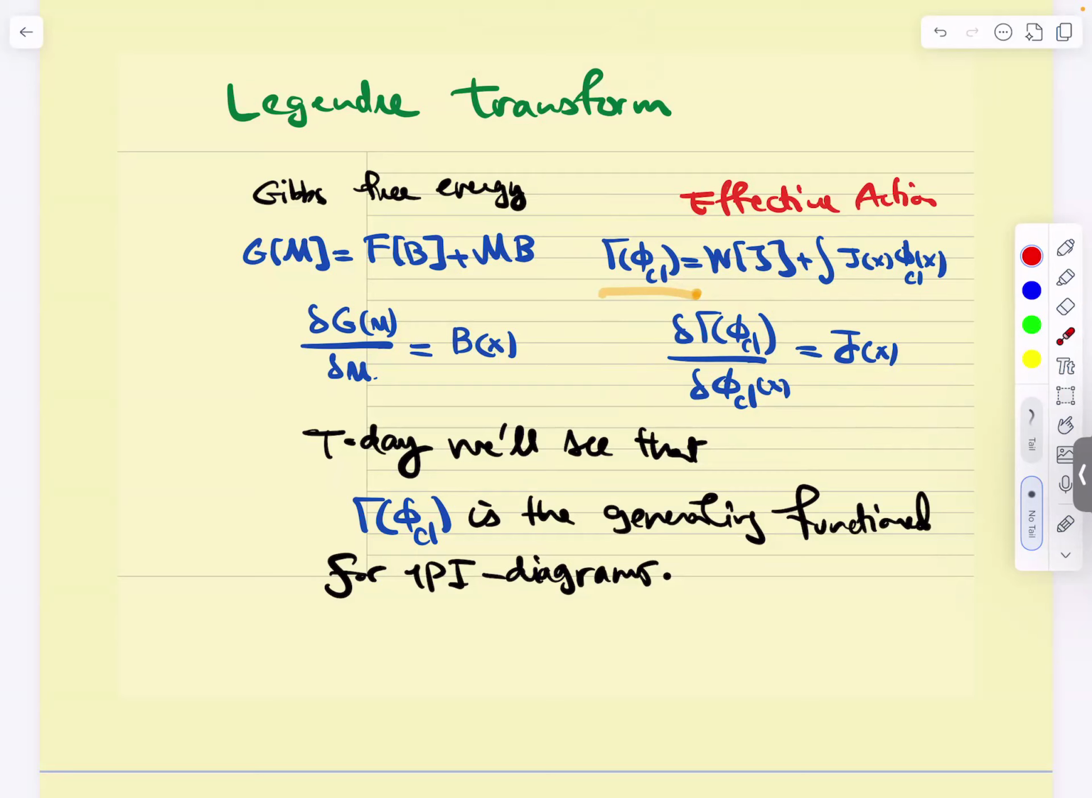Today, what we're going to see is an interesting property of the effective action, that it's the generating functional for the 1PI diagrams. Do you remember what 1PI diagrams are? They are the diagrams that if you cut any line at one point, they will not split into two disconnected pieces. Yeah. So there are the connected versus disconnected.